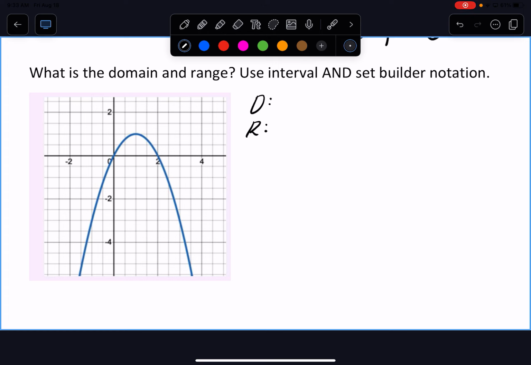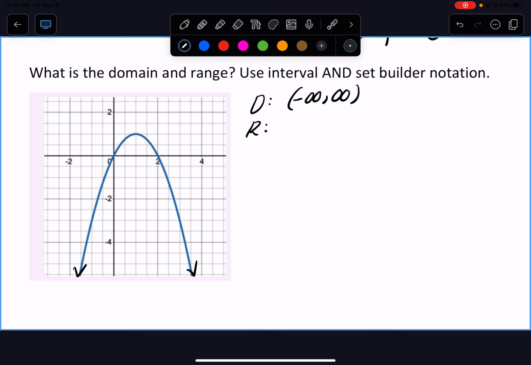Where is this in general? Not x-intercepts, that is not what domain is. Domain is from left to right in general, overall, where's the graph going? Where's it going from left to right, my friends? Negative infinity to infinity. This is interval notation. Infinity always gets a parenthesis.